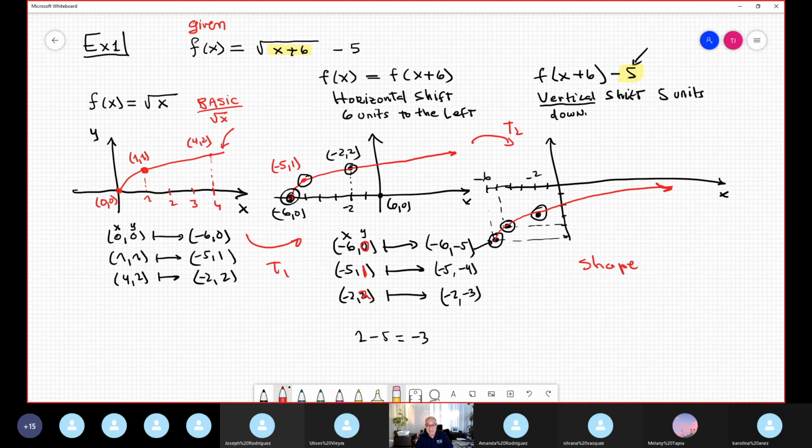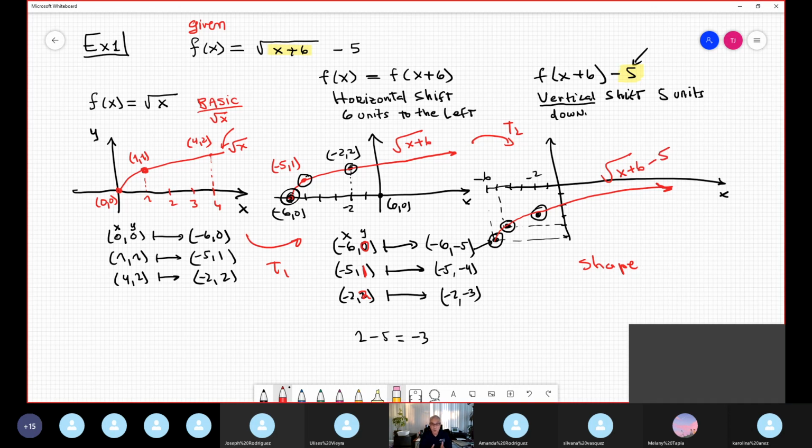To represent this last one, okay, this curve is radical x. This curve is radical x plus 6. And this curve is radical x plus 6 minus 5. More clear? Yes. Super. Okay, let's move on to the decimals.